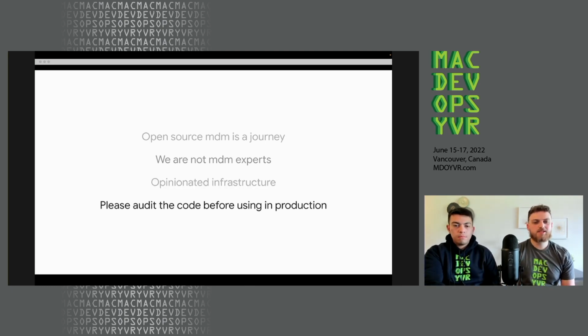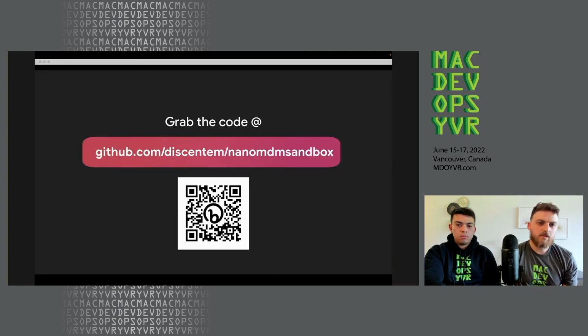And lastly, please audit the code before choosing to use it in production. NanoMDM Sandbox was written explicitly for this talk and is not used in production at Airbnb today. But I hope that maybe one day we will run something like it, but it will require some modifications to run in our company's production container system. You can grab the code at this URL. It's available on GitHub right now.